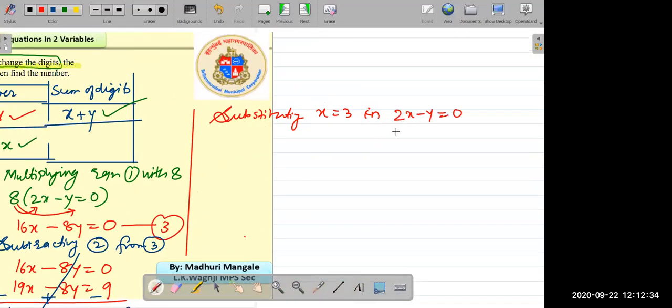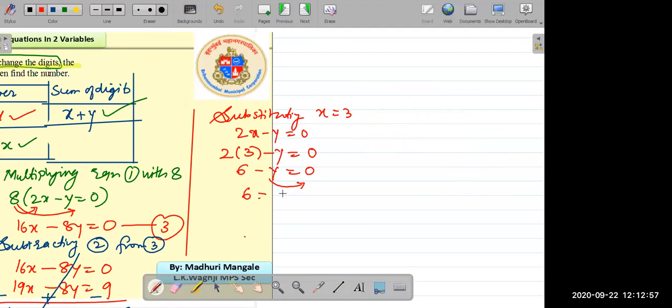So substituting, we are just replacing x with 3. Minus y equals to 0. So 2 times 3 is 6. Minus y equals to 0. This minus y can move to that side and it will become plus y. So we are left with 6 equals to y. That means we got x equals to 3 and y equals to 6.